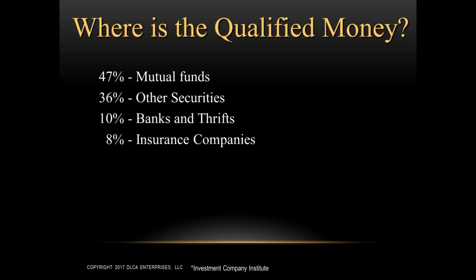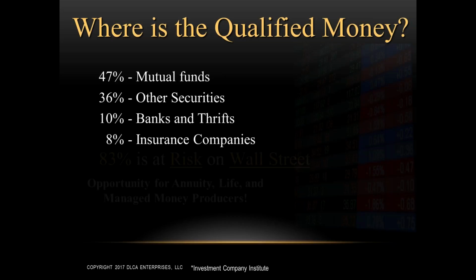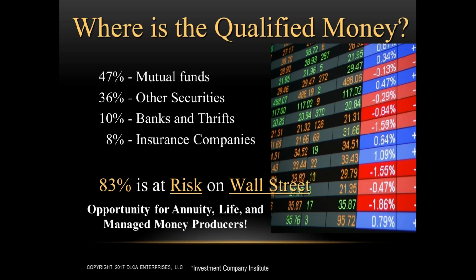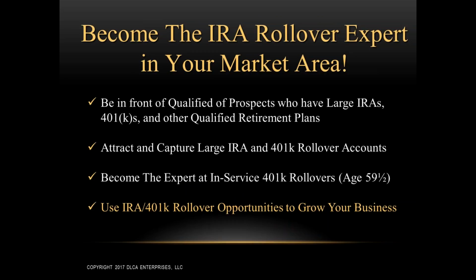If you had the tools and you had the techniques to show your clients when they leave that accumulation phase and enter the distribution phase, an annuity administered by an insurance company may be the best custodian and the best product for at least some of their IRA. But if you add the 47% that's in mutual funds to the 36% that's in other securities, you'll see that 86% of almost $18 trillion in one form or another is at risk on Wall Street. And this has created a tremendous opportunity for annuity producers, life producers, and managed money producers. And that's what we're really going to be focusing on today.